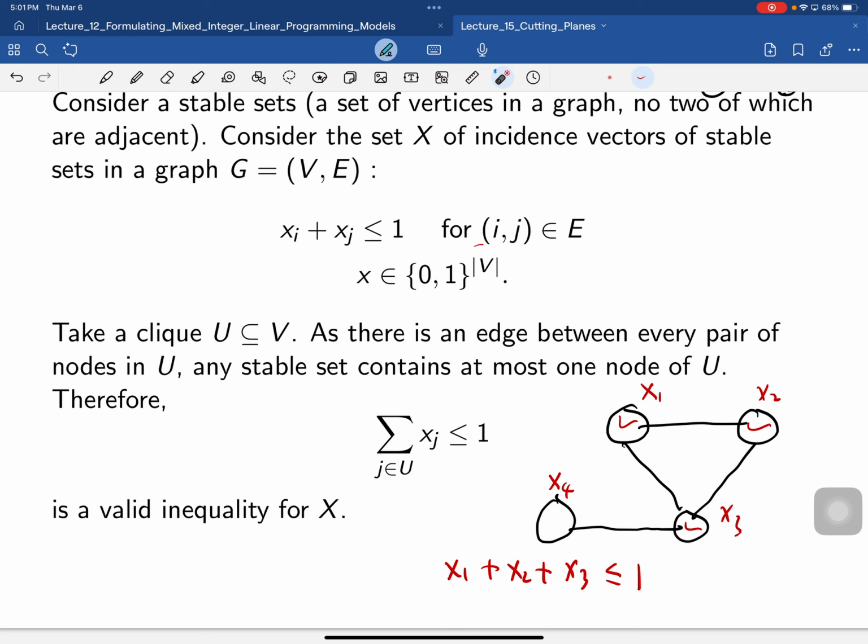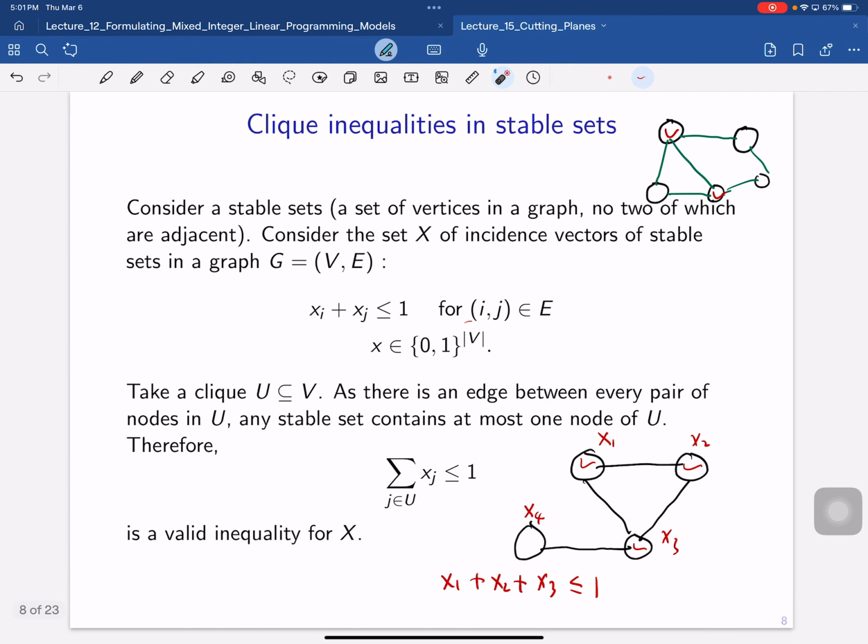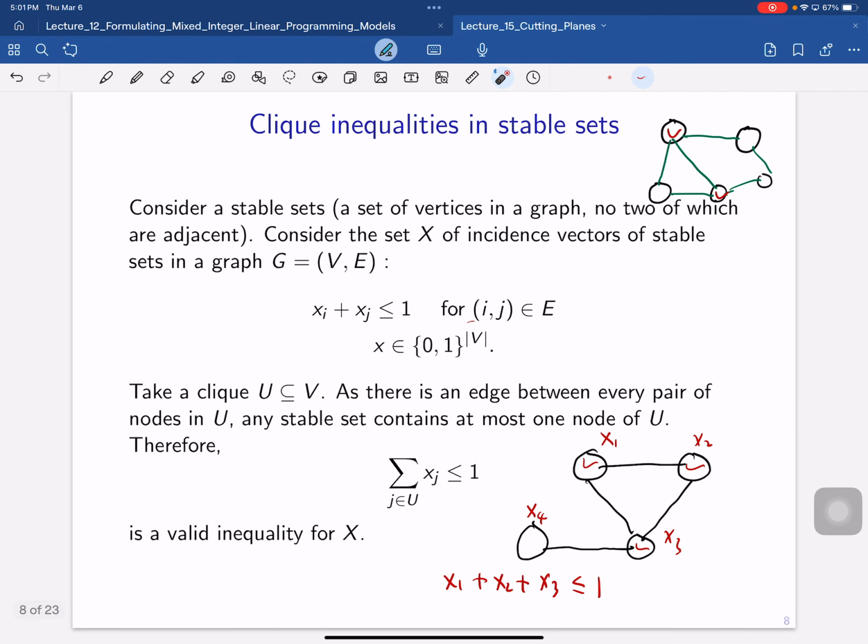Okay, and then if you have a very large clique, let's say 50 nodes that are fully connected, this inequality would be much stronger than the inequalities you derived here. Okay. Any questions here? Okay.